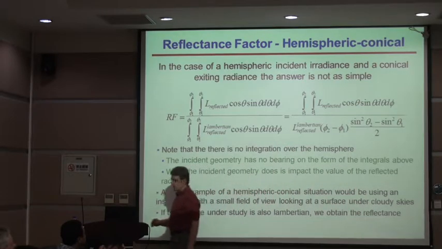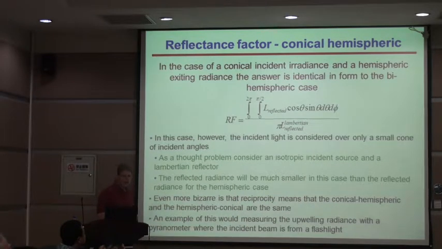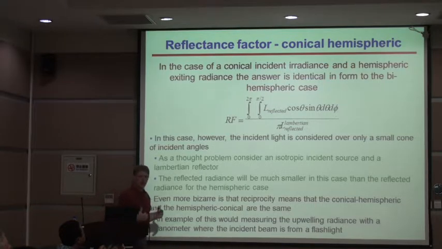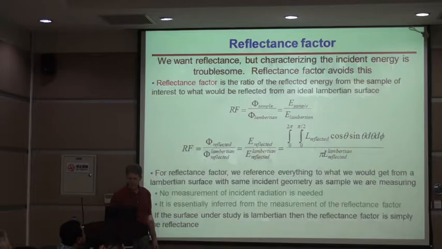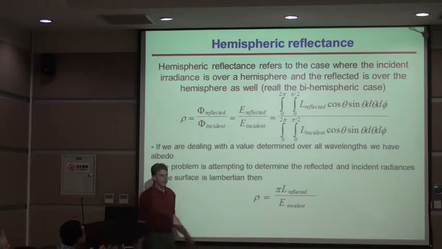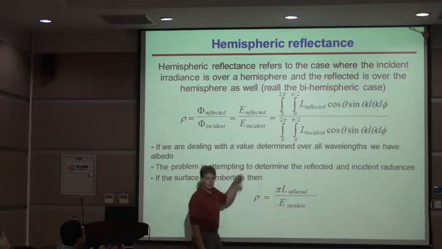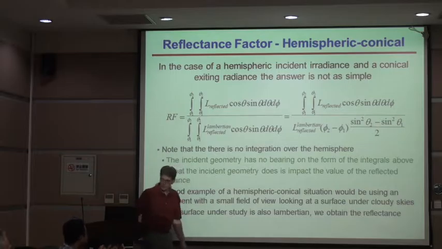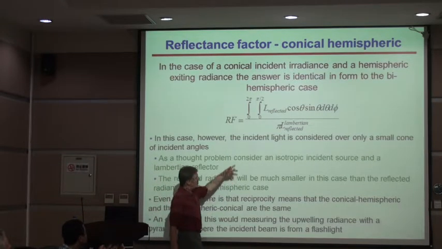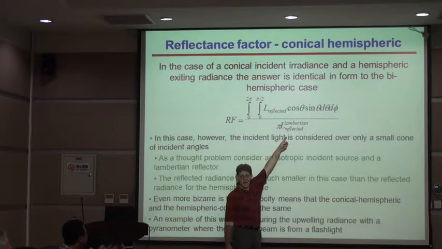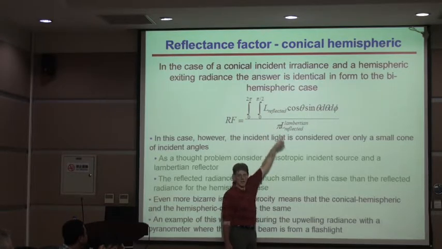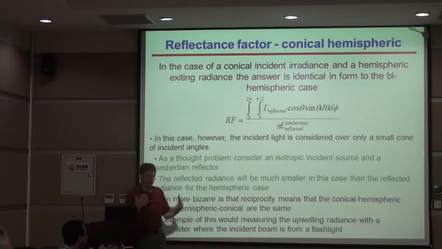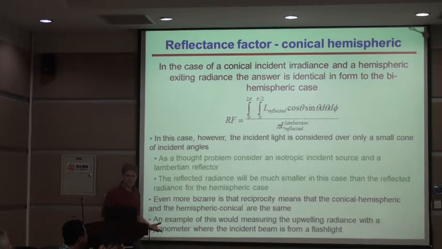So here's the hemispherical conical case. Here's the conical hemispheric case, which if you go back a few, I'm not going to do that for you. So here's the hemispheric reflectance. And here's the hemispherical conical. Conical hemispheric. And you basically end up again with a pi L in terms of the bottom. That's our Lambertian surface. And we're integrating over the same integration as we had if we had a bihemispheric reflectance factor. And the only difference again would be the L reflected would be different here than it would be for the bihemispheric case.